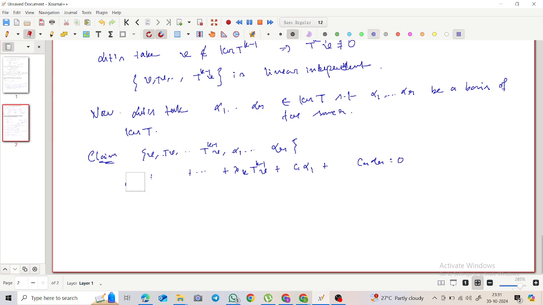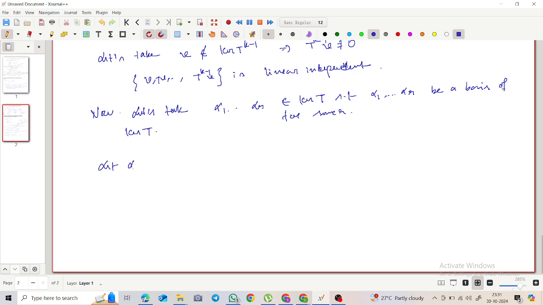No, let's do it this way. Let alpha belong to V. So T alpha: if T alpha is 0, then alpha belongs to the kernel of T. Otherwise, if T alpha is not equal to 0, wait a minute. Rahul, can you help me out?